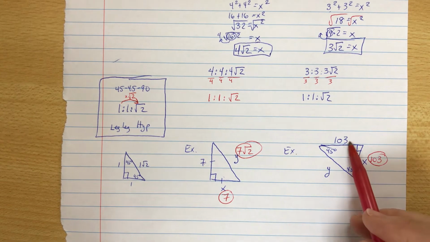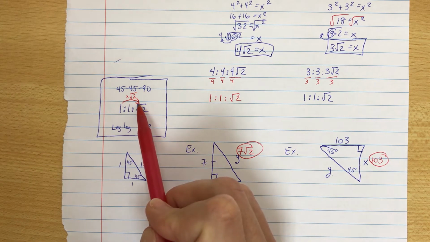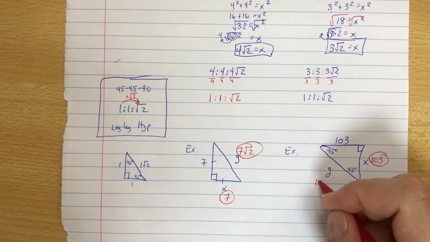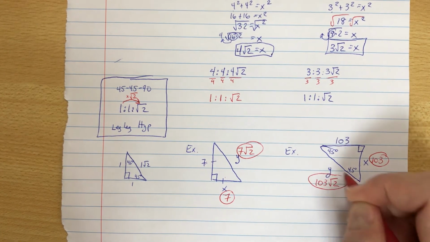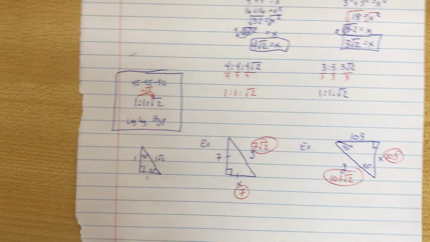How do I go from a leg to a hypotenuse? In a 45, 45, 90, we multiply by the square root of 2. So we take 103 times square root 2. That's it. You're done. So you can do this without really doing any kind of work.